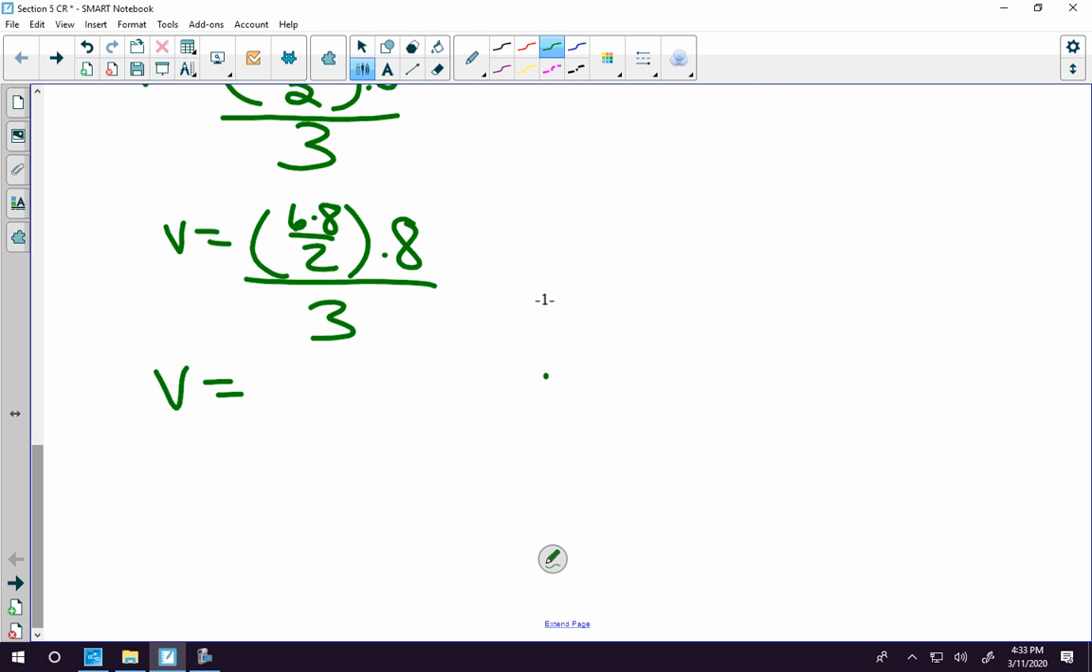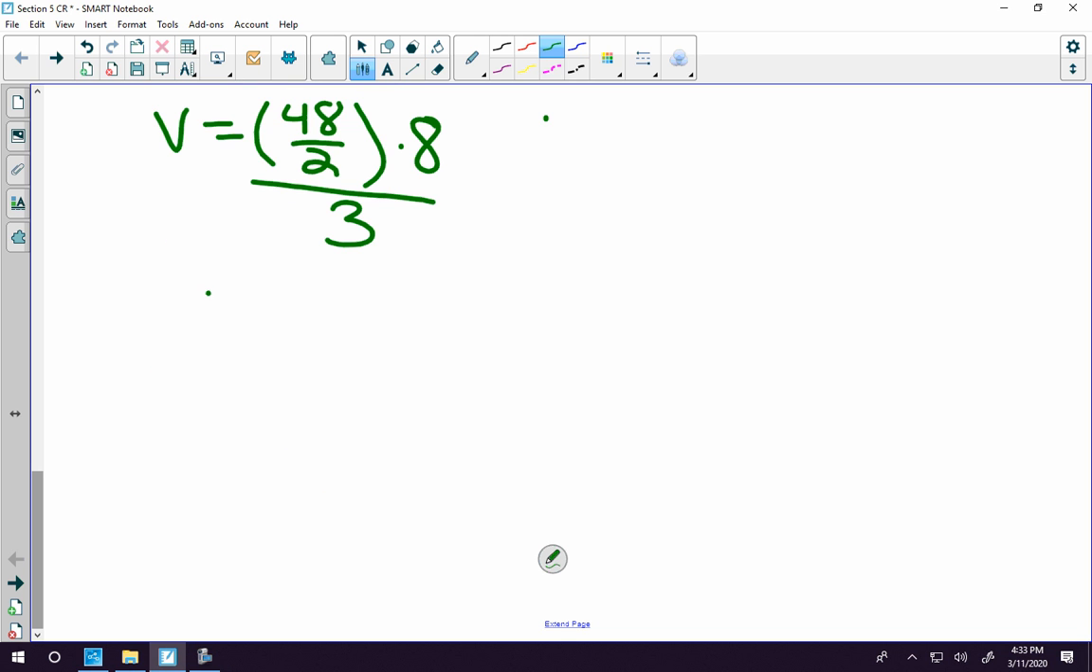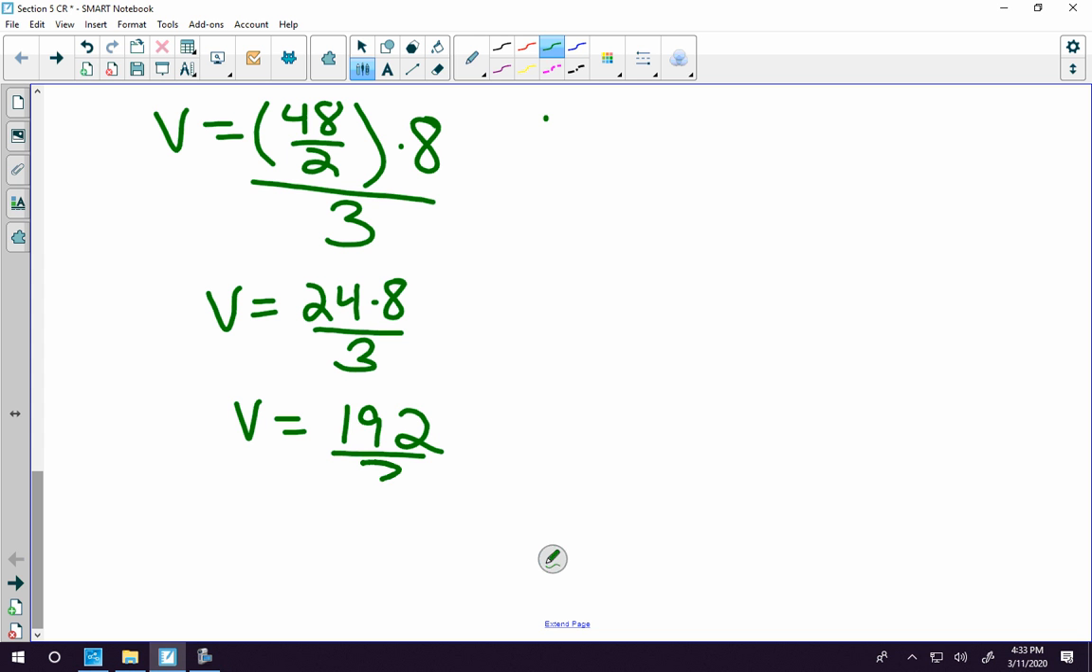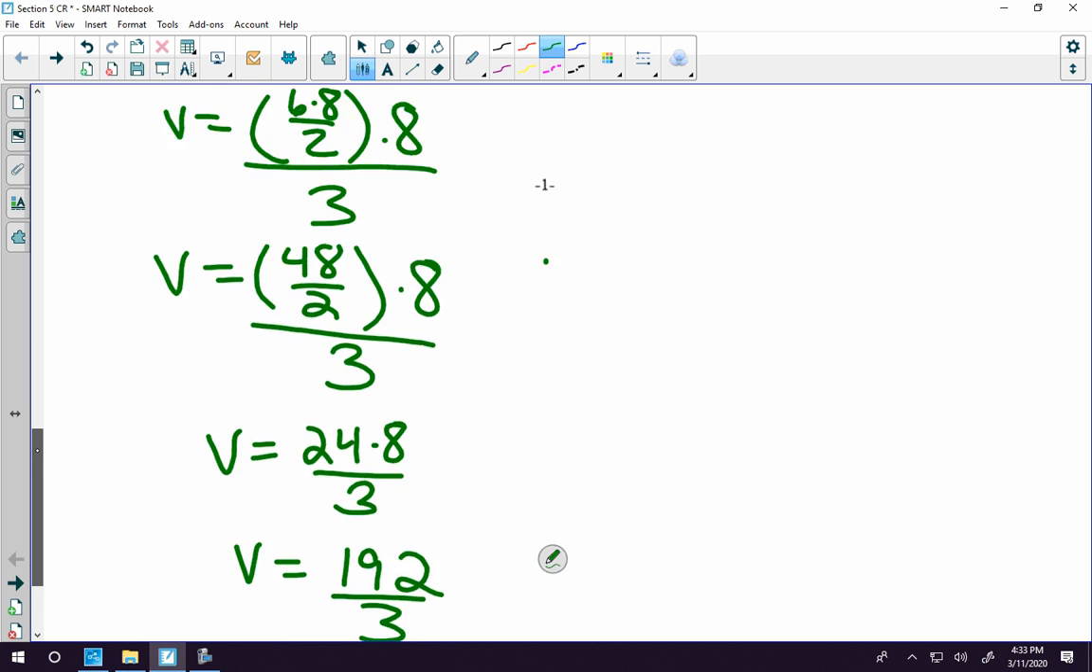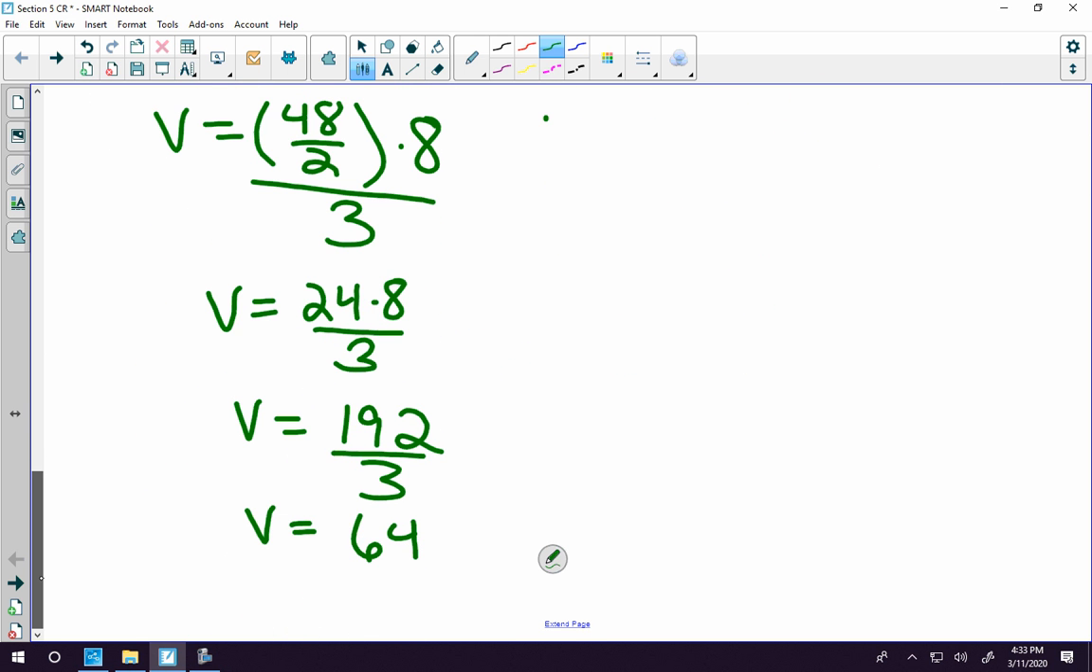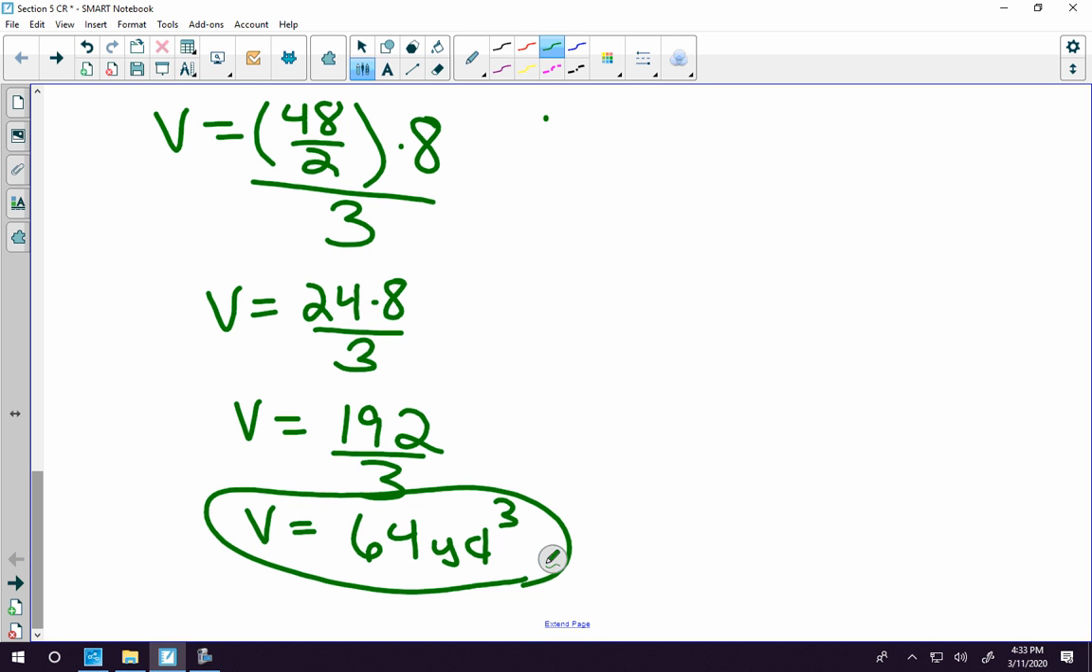So the area of the triangle is going to be half of 48. Half of 48 is definitely 24. So we got 24 times 8. Then divide that by 3. So 24 times 8 is going to be a third of 192. It's going to be 64. Forget the units. 64 cubic yards. So 64 cubic yards is the volume of that triangular pyramid.